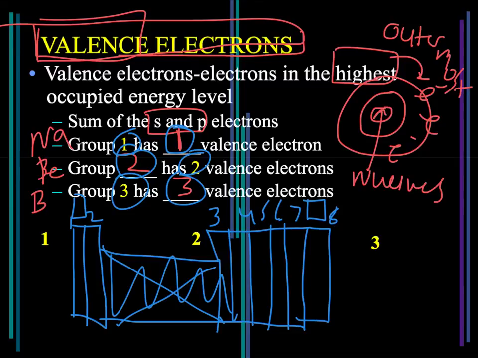And the reason I'm drawing this horrible picture is because in the next slide I want to show you, well, first of all, now you know the valence electrons: the number of valence electrons corresponds to the group number. Hopefully you guys can all see that, right? 1, 2, 3, 1, 2, 3.